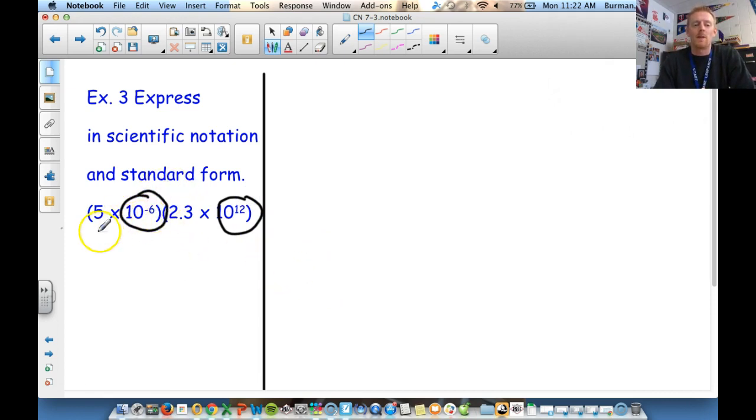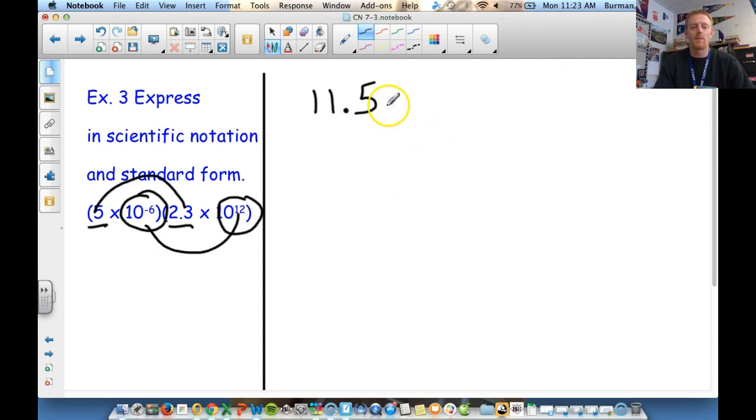I'm going to multiply. There's like terms here that we're going to deal with. We have a 5 and a 2.3, just regular numbers, and then we have our 10 to some power numbers. So we're going to multiply those two things that are alike together. So in our trusty calculators, 5 times 2.3, I get 11.5. Now we're going to multiply our exponent stuff together, and remember that when we multiply we add, so this becomes 10 to the 6th power, because a negative 6 plus 12 makes a positive 6.